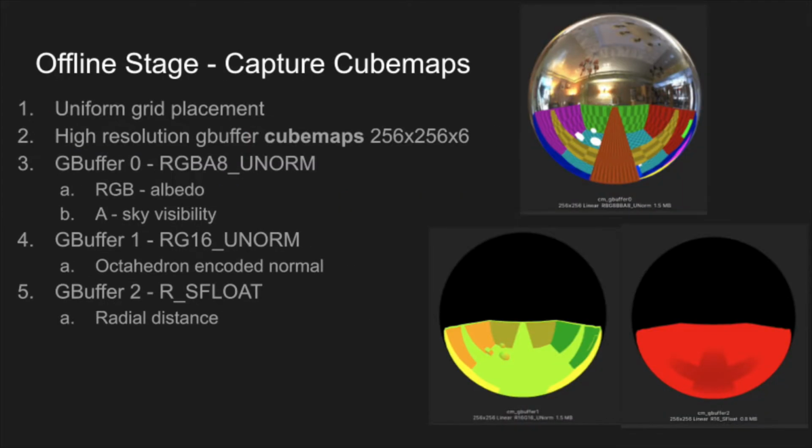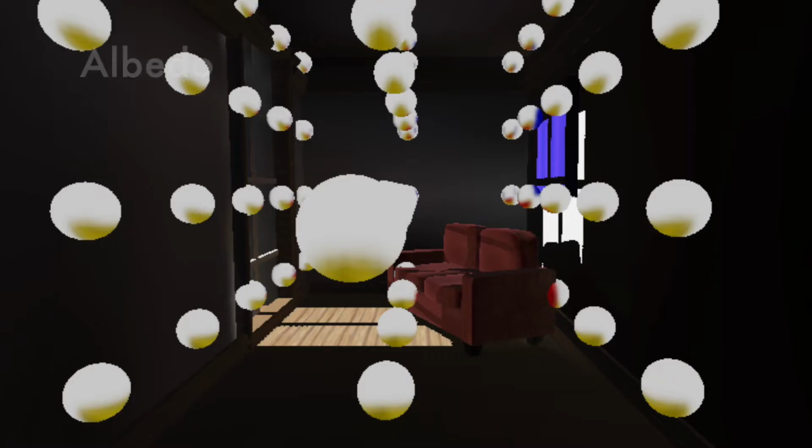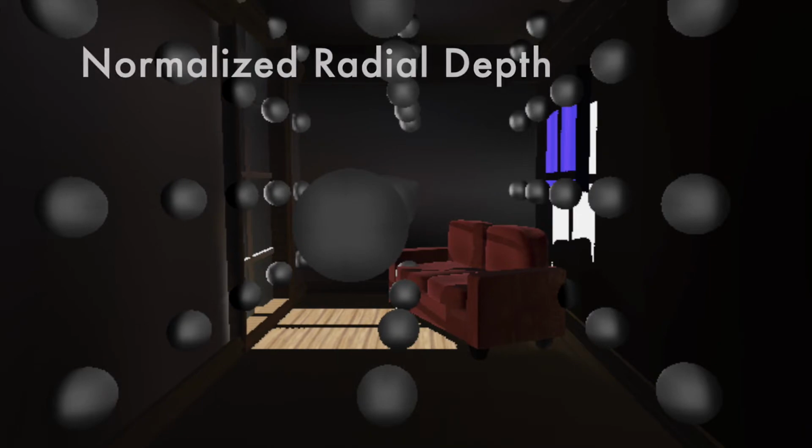stage. We start from placing probes uniformly in the scene during offline stage to capture high-res information such as albedo, sky visibility, normal, and radial distance. We downsample to low-resolution octahedral maps, and we store both average radial depths and average squared radial depths, which are used in the visibility test later.